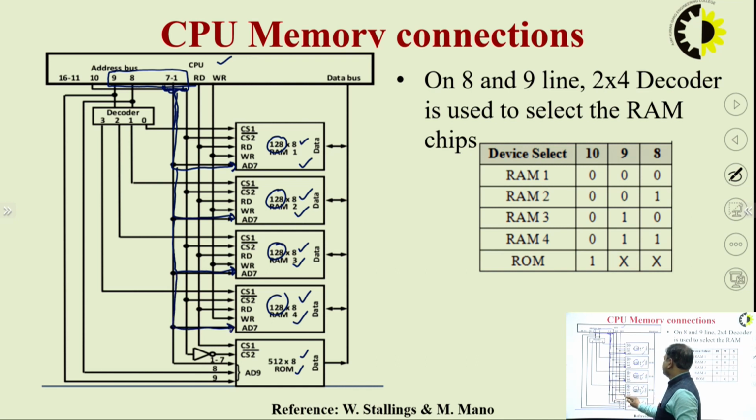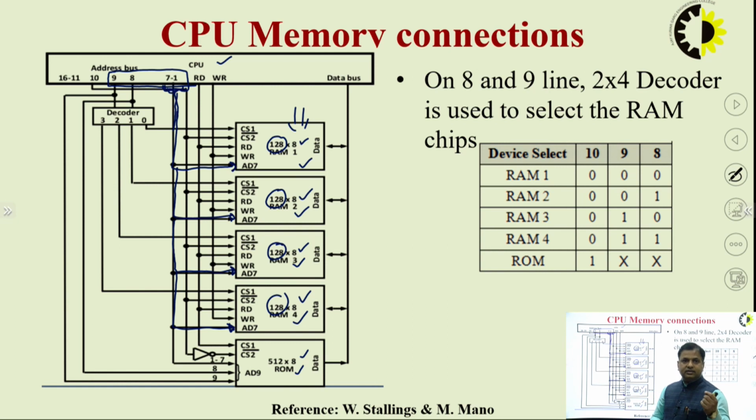common to each, right? These 7 address lines are common because each single RAM requires 7 bits. So these 7 lines are common. Now the important thing is which RAM will be selected at a time, because there will be an address.